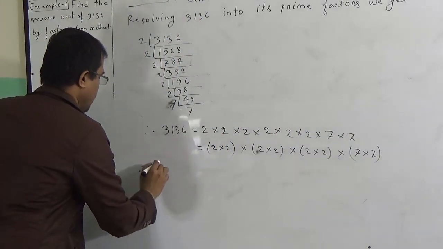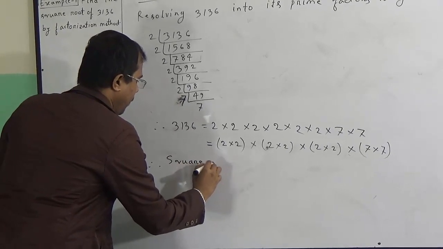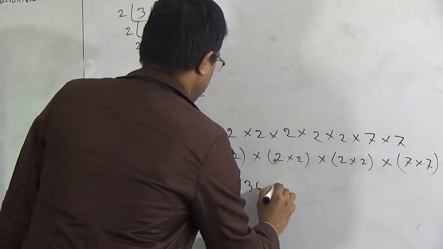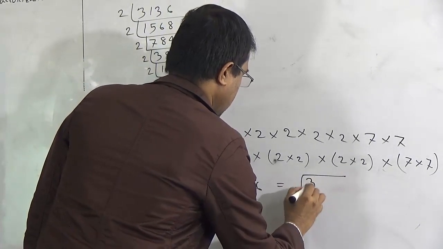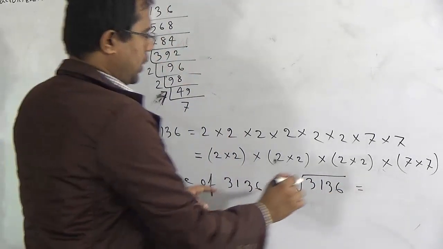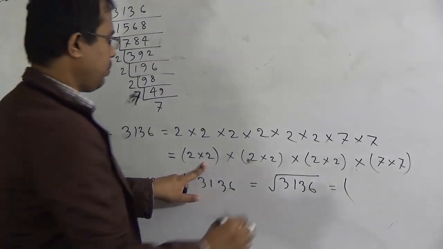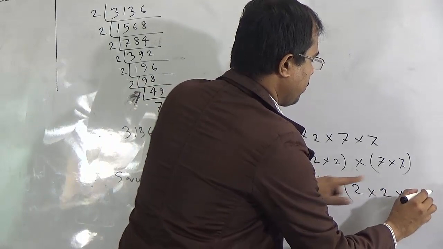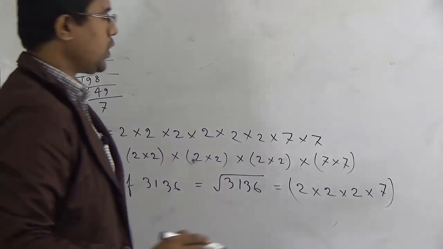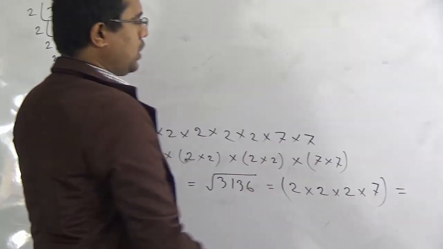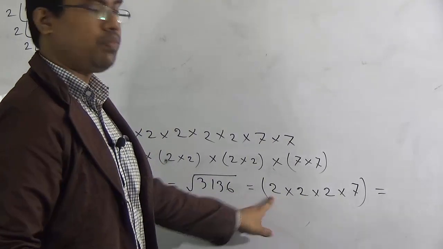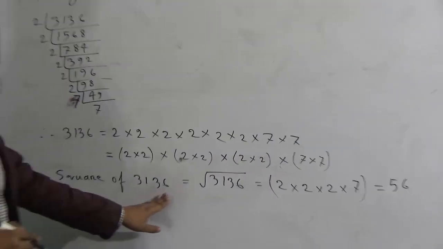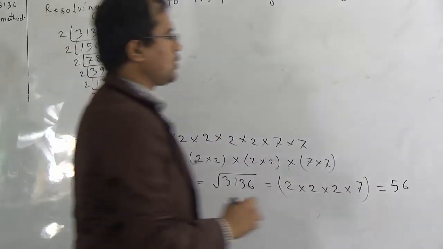Therefore, the square root of 3136 equals, since it is the square root, so we will give this sign, root over 3136. This is equal to, we have to take one number from each pair. From this pair we will take one 2, multiplication from this pair one 2, from this pair another 2, and from this pair one 7. This is equal to 7 twos are 14, 14 twos are 28, and 28 twos are 56. That means the square root of 3136 is 56. This is the answer.